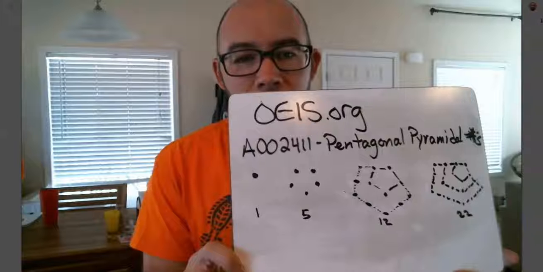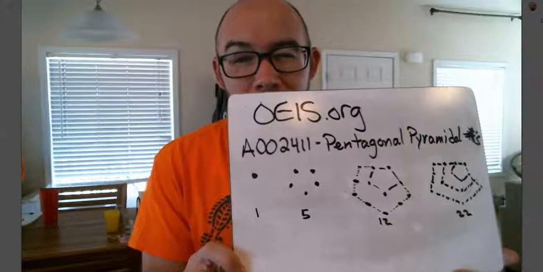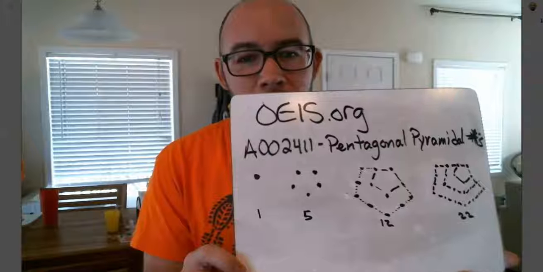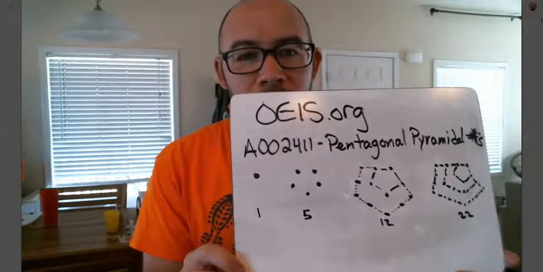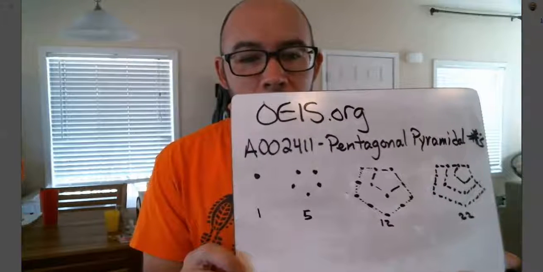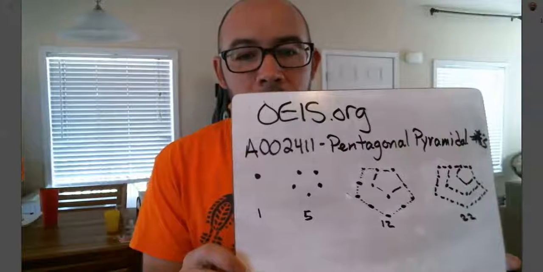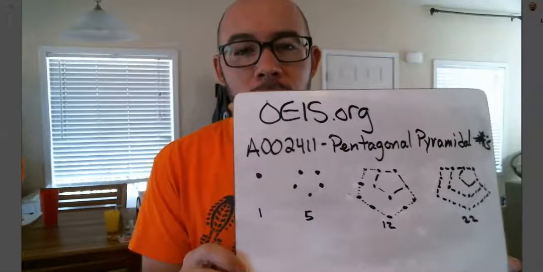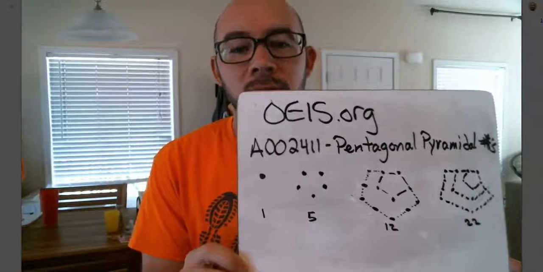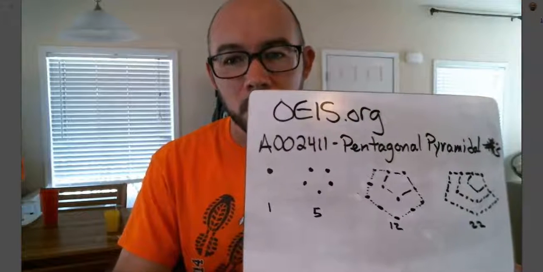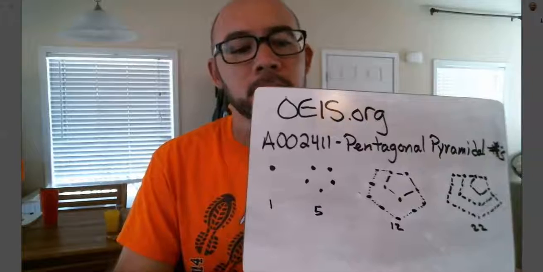Now, if you keep a running total of these, like if you were stacking a bunch of apples or something, one on top of the other in layers, 1 plus 5 is 6, and then 1 plus 5 plus 12 is 18, and 1 plus 5 plus 12 plus 22 is 40. So it's the fourth pentagonal pyramidal number. It's 40. Octagonal numbers.